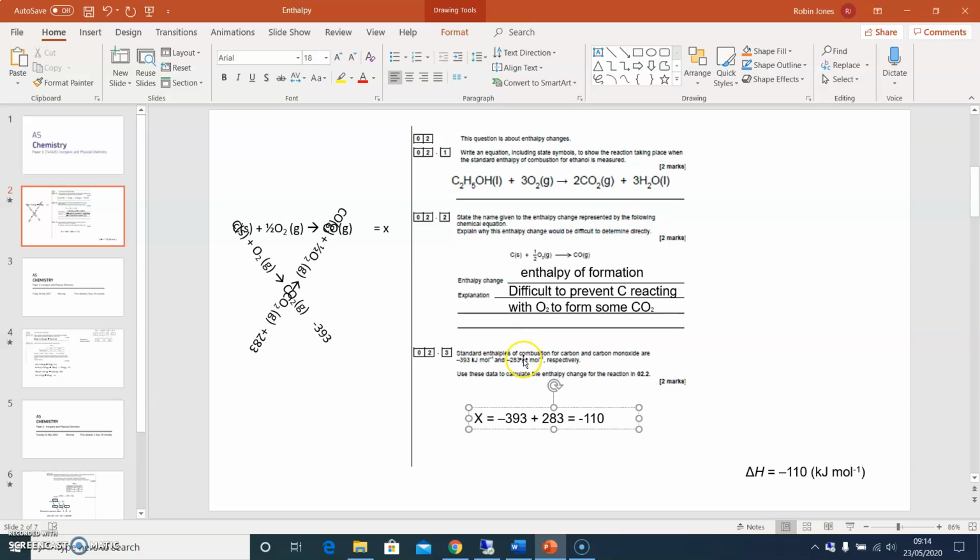And because all of these are in kilojoules per mole, it's in kilojoules per mole, because enthalpy change, heat change, is measured in kilojoules per mole, means you've been using 1 mole of substance when you've burnt it, because it's a standard enthalpy, although there are no marks for that bit.